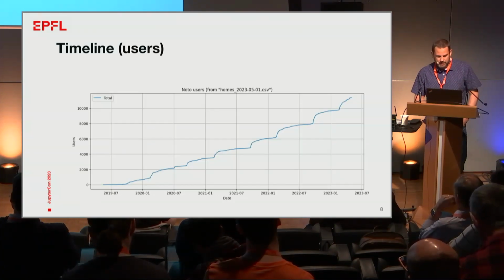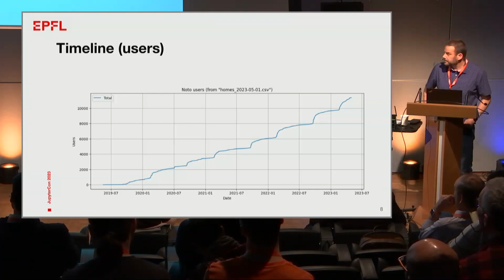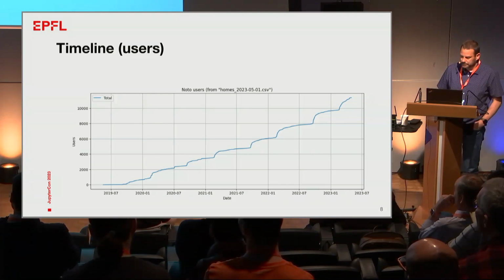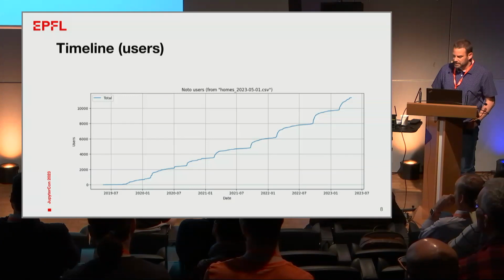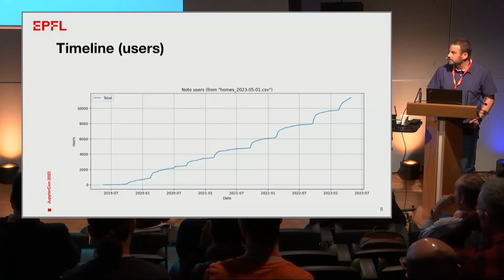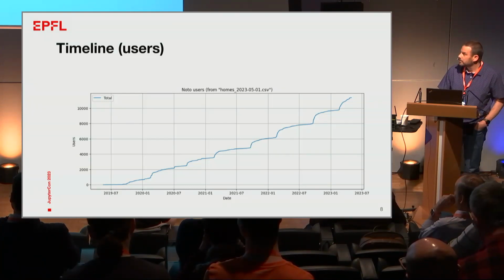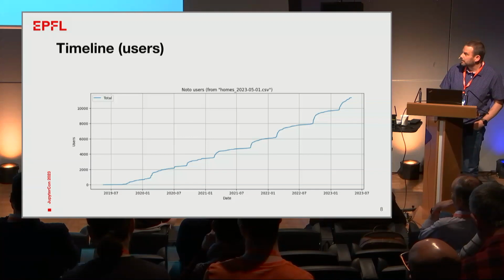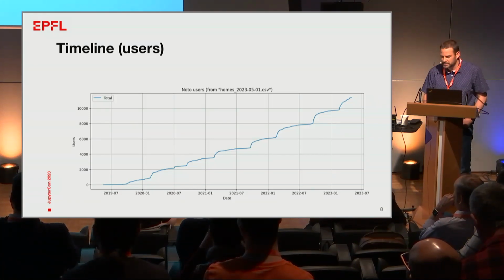And right now, that's the number of users we have on the system. We are currently at more than 11,000 users, and we can see that every semester the step of new users is getting steeper. So that's a good sign.